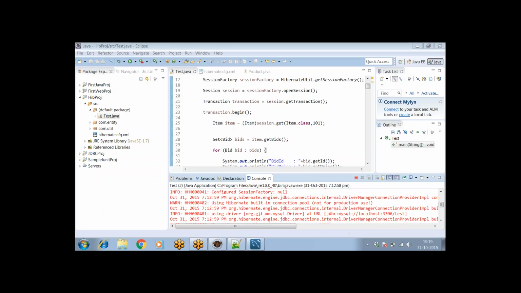No need. If the user is just trying to view the item details, fetching all the bits and displaying them with the item details is not at all a criterion. It is not at all needed.